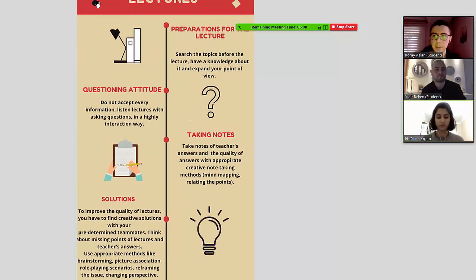As a second step, we have questioning attitude. Students must come to class with a questioning attitude, and this means that they do not accept every piece of information, and listen to lectures by asking questions in a highly interactive way with their teacher.